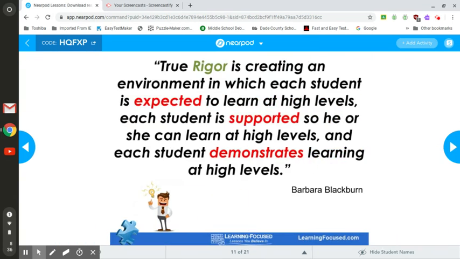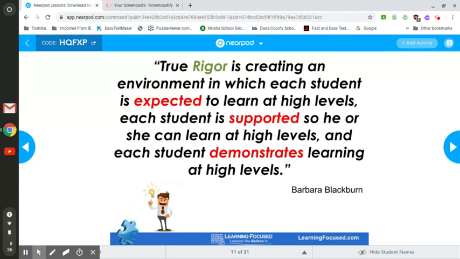True rigor is creating an environment in which each student is expected to learn at high levels. Each student is supported so he or she can learn at high levels, and each student demonstrates learning at high levels. Each student is expected to learn and to be supported and to demonstrate that learning. This is what we mean when we talk about rigor.